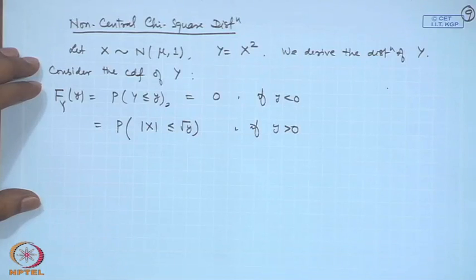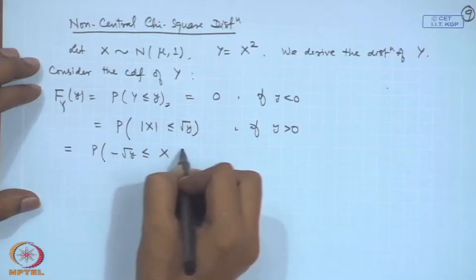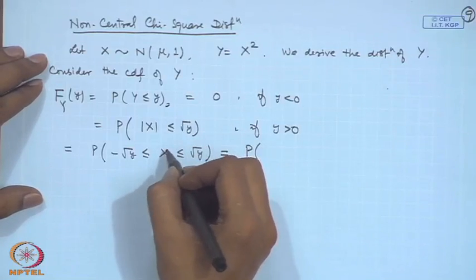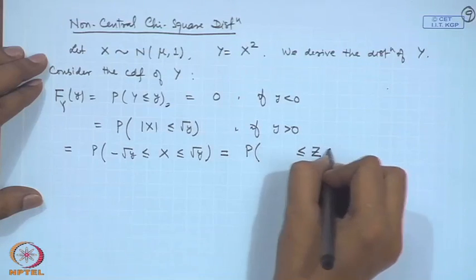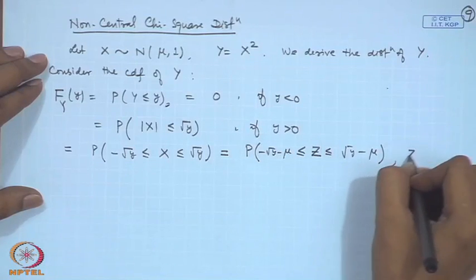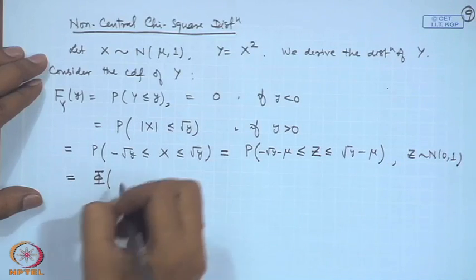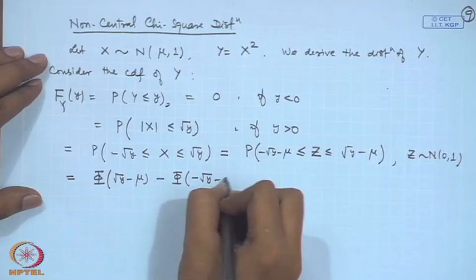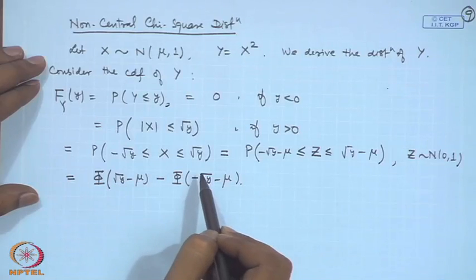So, let us consider this portion here. So, this is equal to probability of minus root y less than or equal to x less than or equal to root y. Now, that is equal to, we transform it to standard normal, then this is becoming z less than or equal to root y minus mu, and here minus, here z follows normal 0 1. So, this in terms of capital phi function, which is the CDF of a standard normal distribution, we can write it as, so, we have derived the cumulative distribution function of x square.